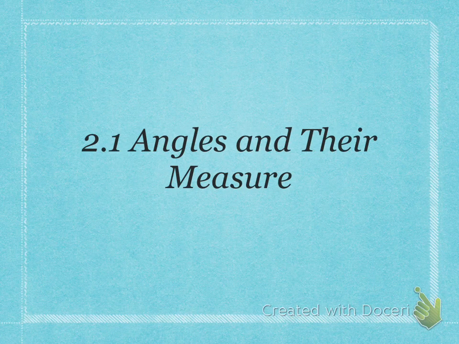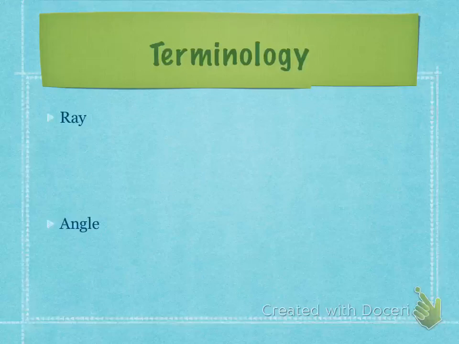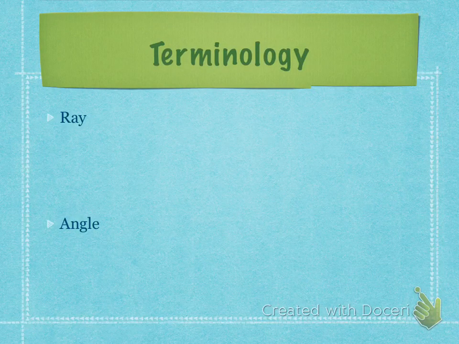All right, so we're going to start talking about section 2.1 today, and this is angles and their measures. So the first thing I want us to talk about is what a ray is, and I know that you have seen these before, and even on your sheet you've got this sort of information that says half line in it.